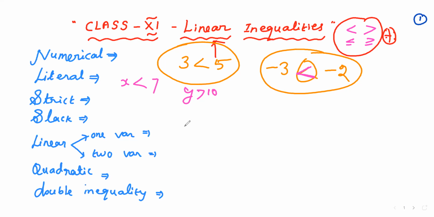Linear equation in one variable. Linear equations in two variables. This is ax plus b. We can write ax plus b is less than 0. And what can we write again? One more. Here a should not be 0, isn't it? A should not be 0. Any one more equation? Tell me.